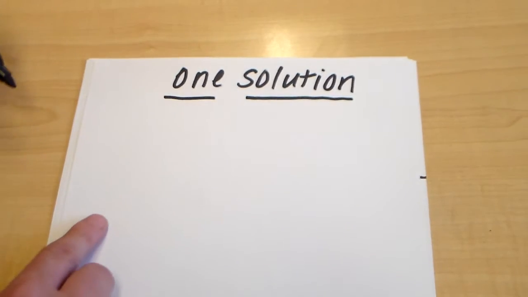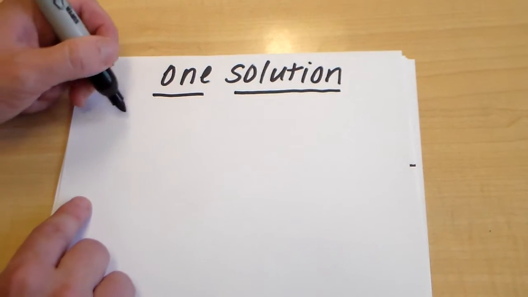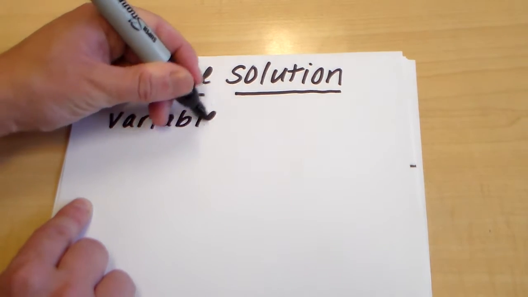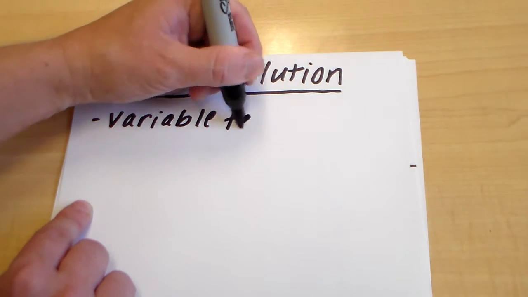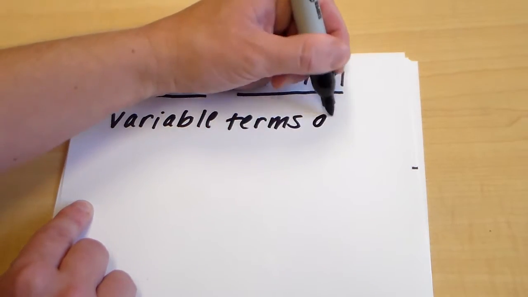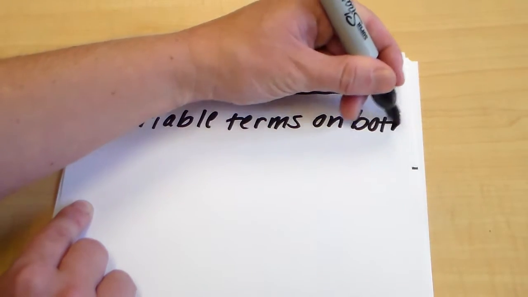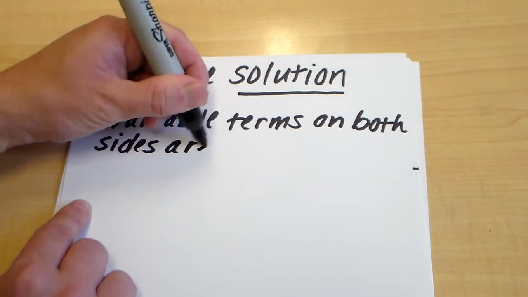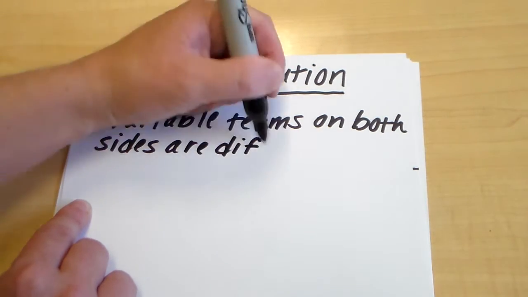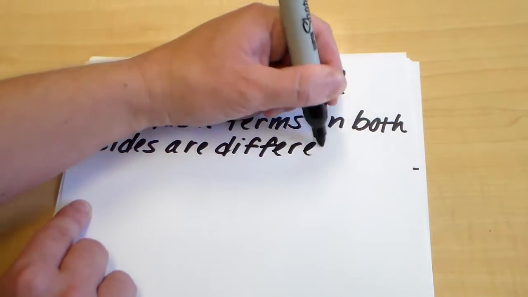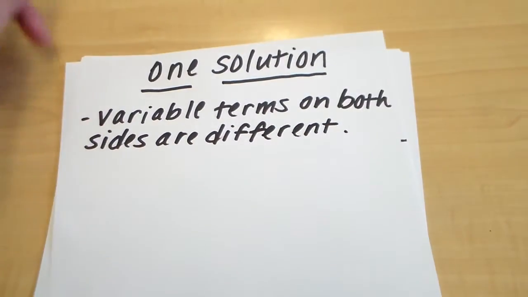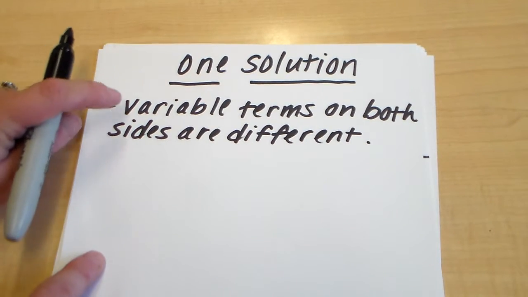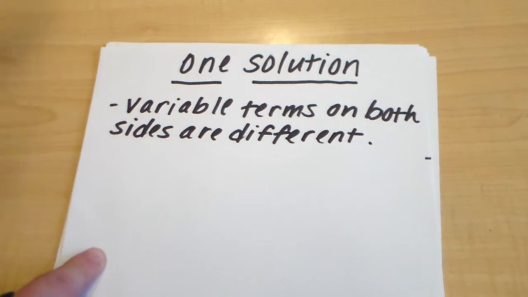And I know something has one solution if the variable terms on both sides are different. That is the best way to describe it. So let me show you an example of what that means. Variable terms on both sides are different.